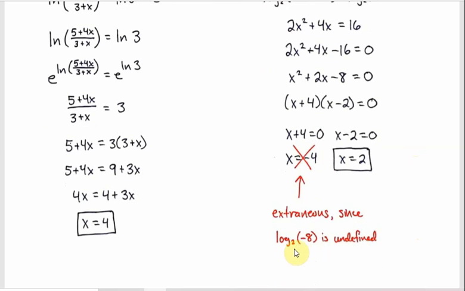I just put, because the log of negative 8 is undefined, it's either or, right? The log of negative 8 is undefined. The log of negative 2 is also undefined. Either one of those by themselves would be enough to make that fail, essentially, to where that would be an extraneous solution.